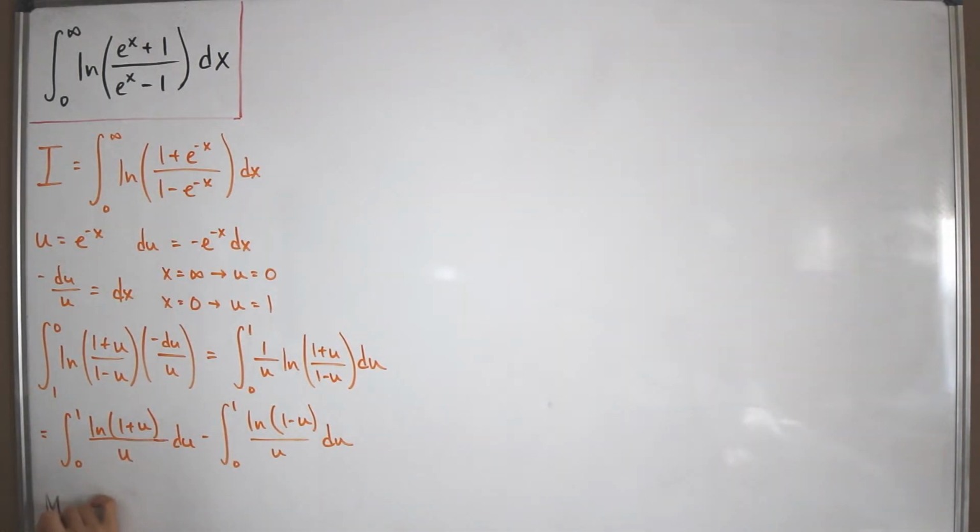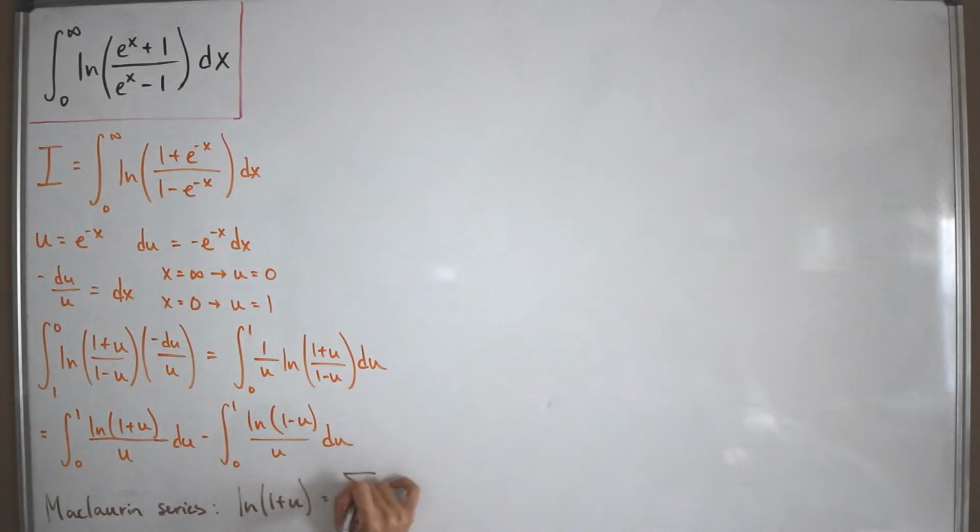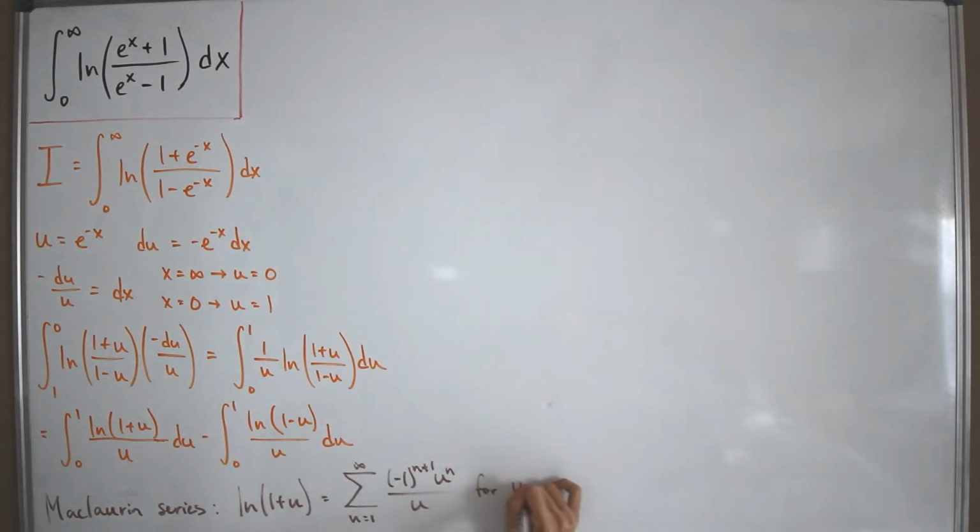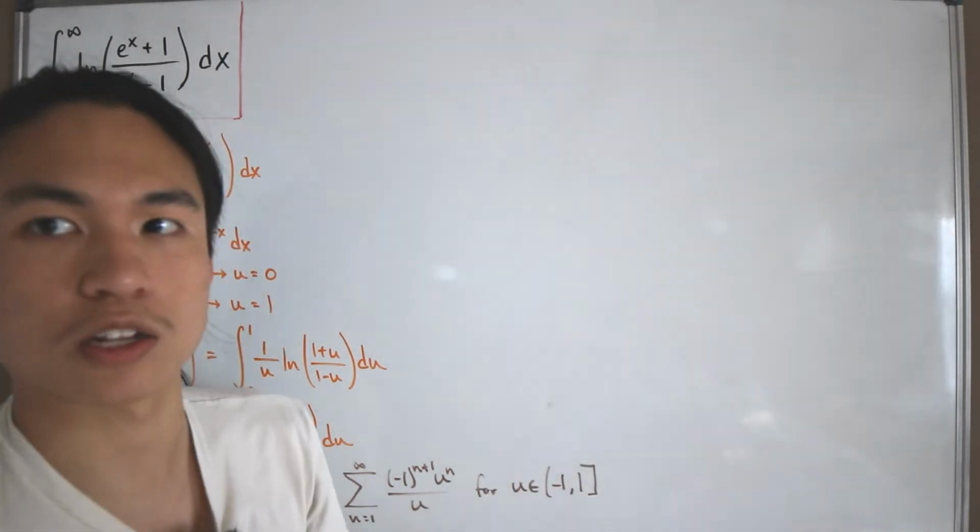So for one, we have first the natural log of (1 + u) is going to equal the following infinite sum: the sum from n equals 1 to infinity of (−1)^(n+1) times u^n divided by n, and that is for u in the interval from negative 1, non-inclusive, to positive 1, inclusive. So that's one that narrows it down.